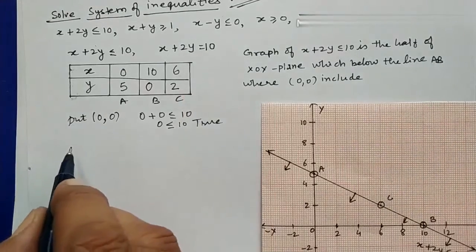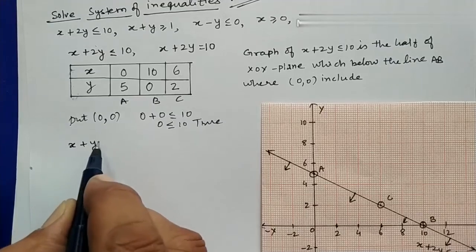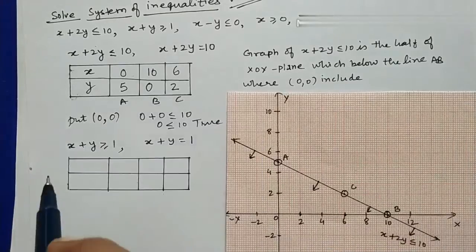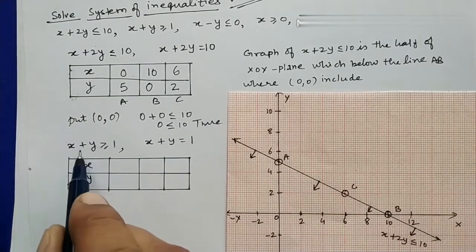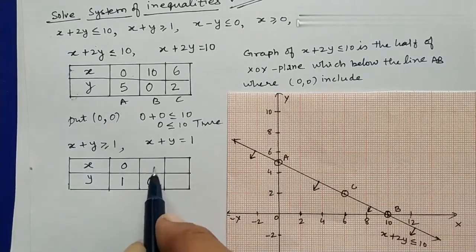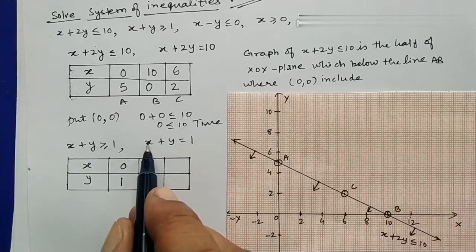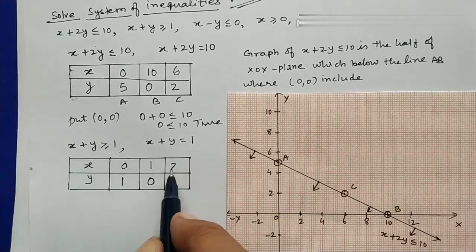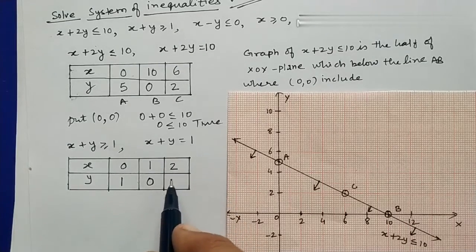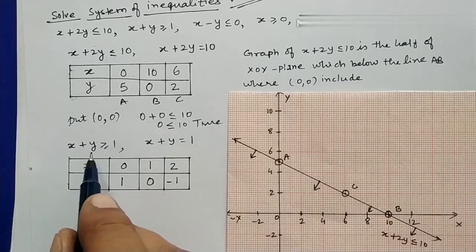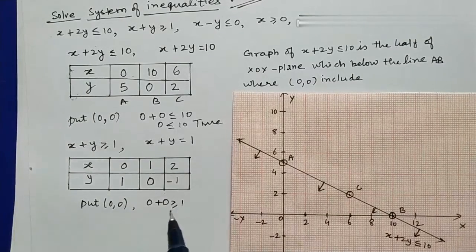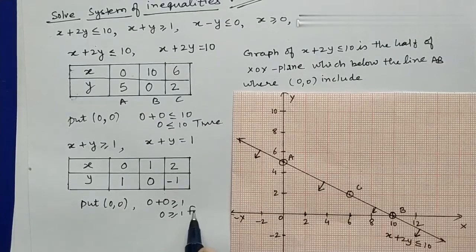Now, the second inequality is x plus y greater than or equal to 1. This we write in equation form, x plus y equal to 1. Here we can write x and y. In place of x, if we put 0 then y equals 1. If we put y equal to 0, x equals 1. If I put x equal to 2, then y equals minus 1. And if I put 0, 0 here, then 0 plus 0 greater than or equal to 1, which means 0 greater than or equal to 1, so this is false.